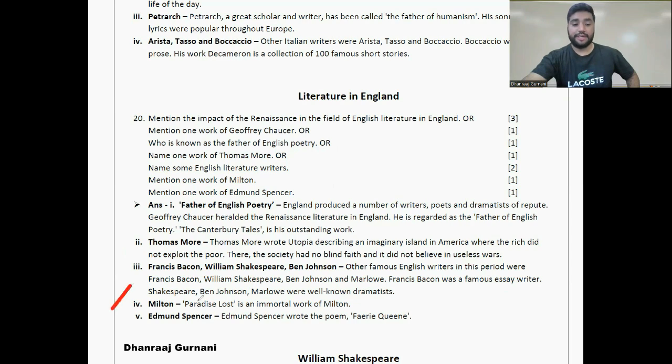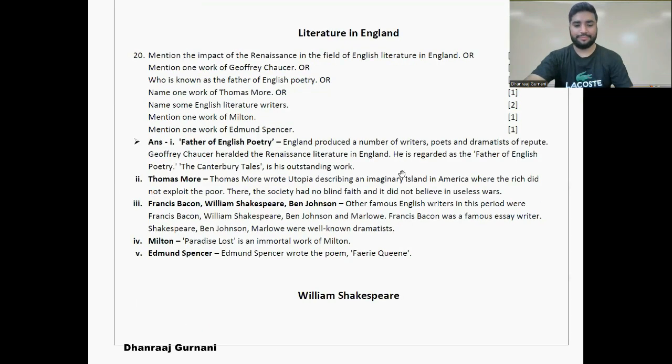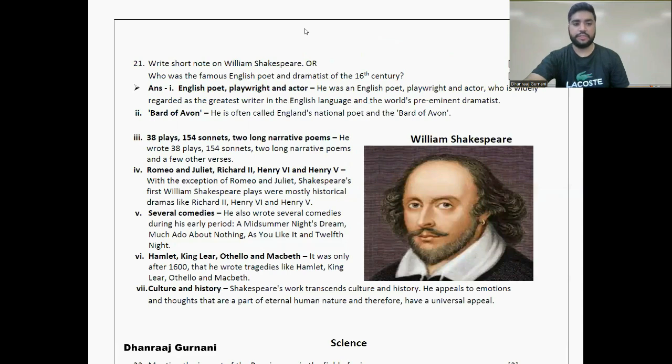Milton's Paradise Lost is an immortal work of Milton, and Edmund Spenser wrote the poem Faerie Queene. These were 5 of them from literature in England and their works. Moving to contribution of William Shakespeare, that is in the literature field, very, very important. William Shakespeare, a very short question featured in many question papers of grade 9. Let's see what it says. William Shakespeare, question number 21.